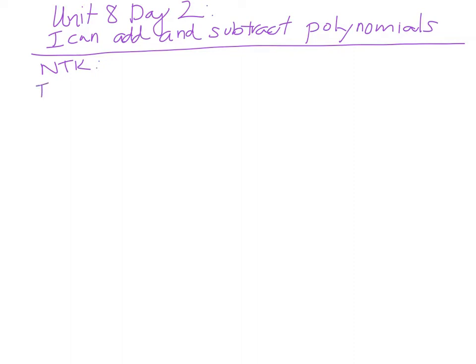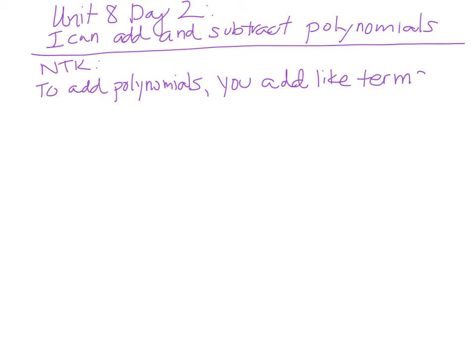So the basic idea: to add polynomials, you add like terms. Okay, if you have a question about what a like term is, put that at the bottom where it says questions I have, so that you remember. I'm going to talk about that even still. Remember, like terms have the same variable with the same exponents. So you add like terms.